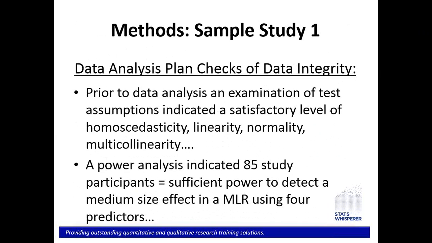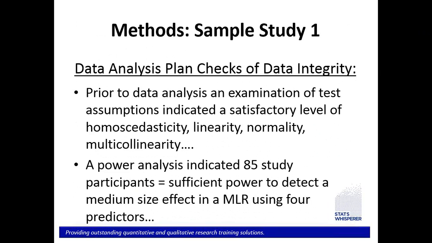Now, here's where we get into our checks of data integrity. Prior to data analysis, an examination of test assumptions indicated a satisfactory level of homoscedasticity, linearity, normality, multiple collinearity, checks of outlier scores, undue influence, all that. So that's where we're stating that we've done our check of data integrity regarding test assumptions. The data are appropriate, regarding test assumptions for analysis.